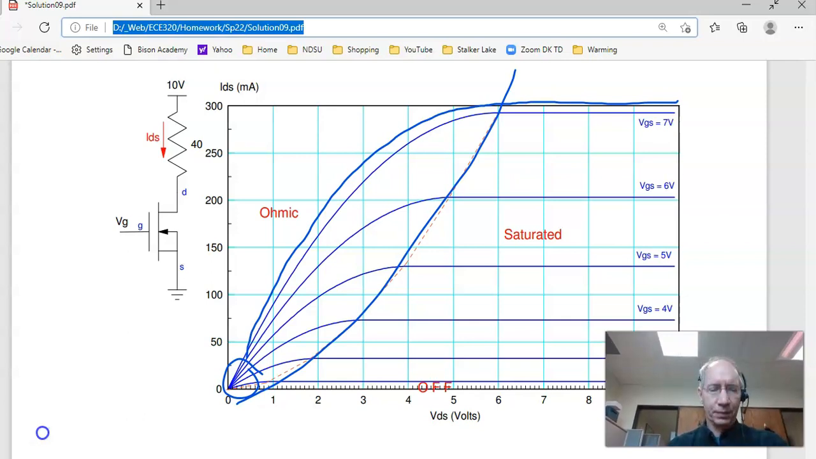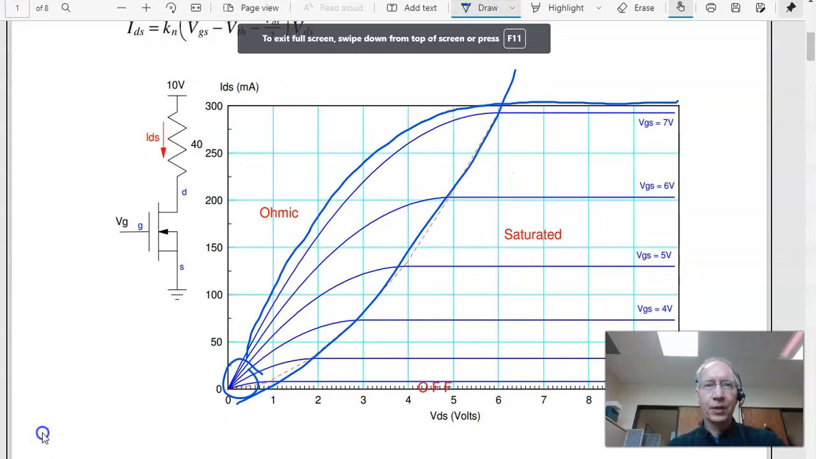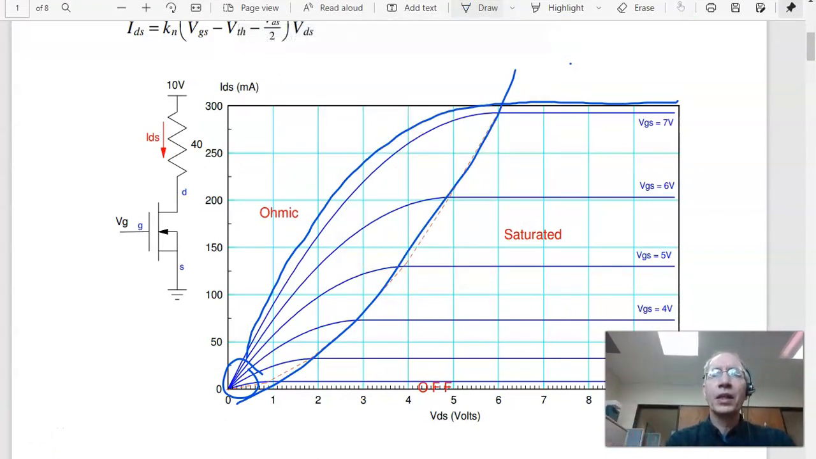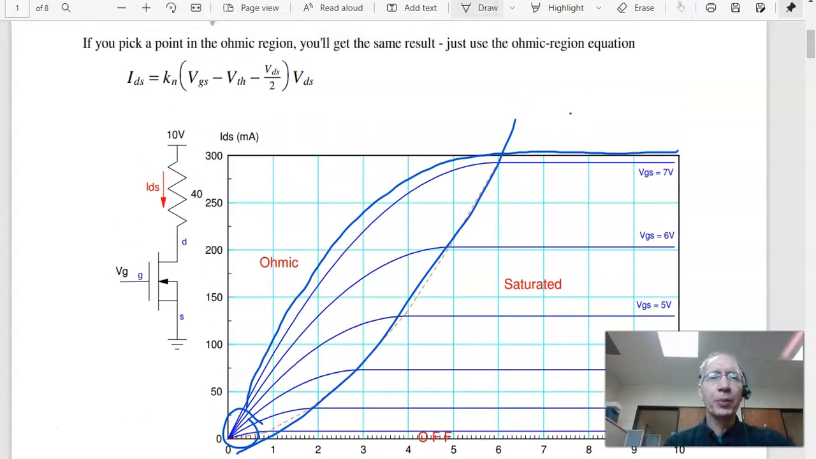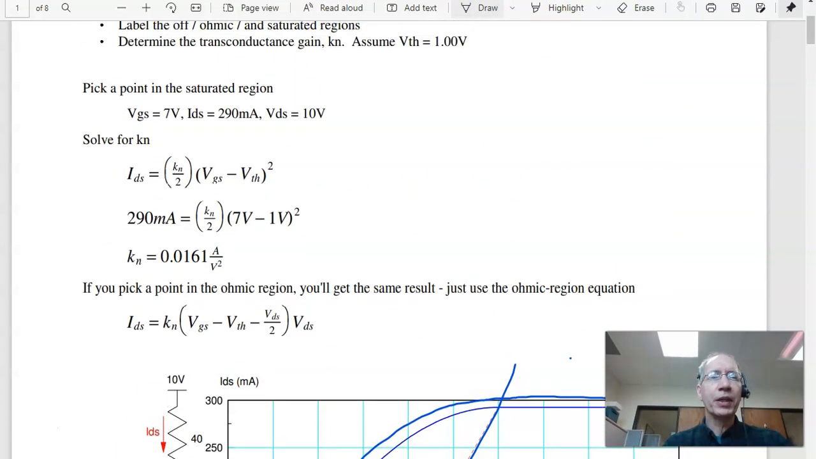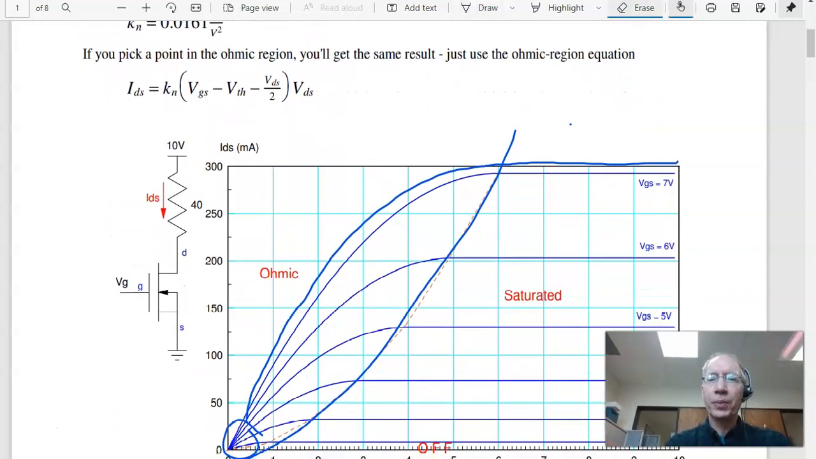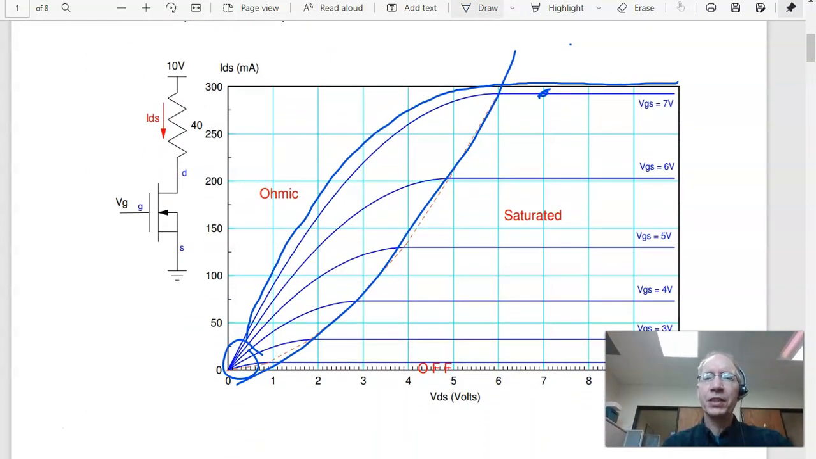To find the parameter K sub n, pick a point. Doesn't really matter which point you pick. I picked 7 volts to 90 milliamps, so picked a point right here. When VGS is 7 volts, slide that up some, VGS is 7 volts, I'm getting 280 milliamps, and that's in the saturated region.